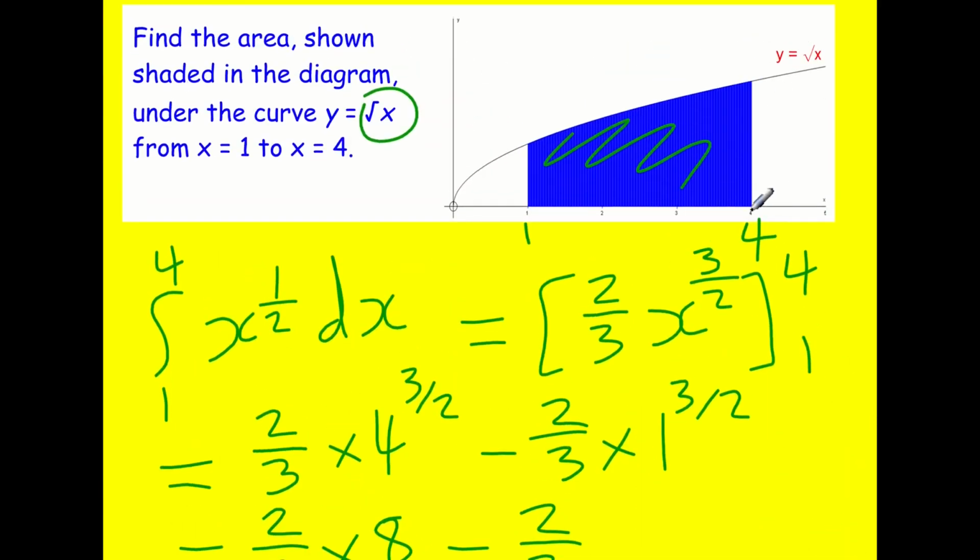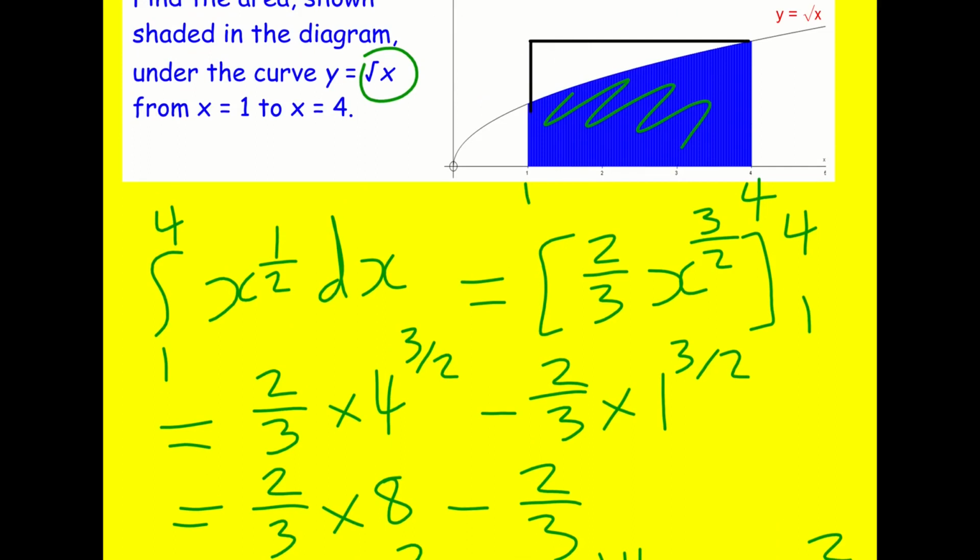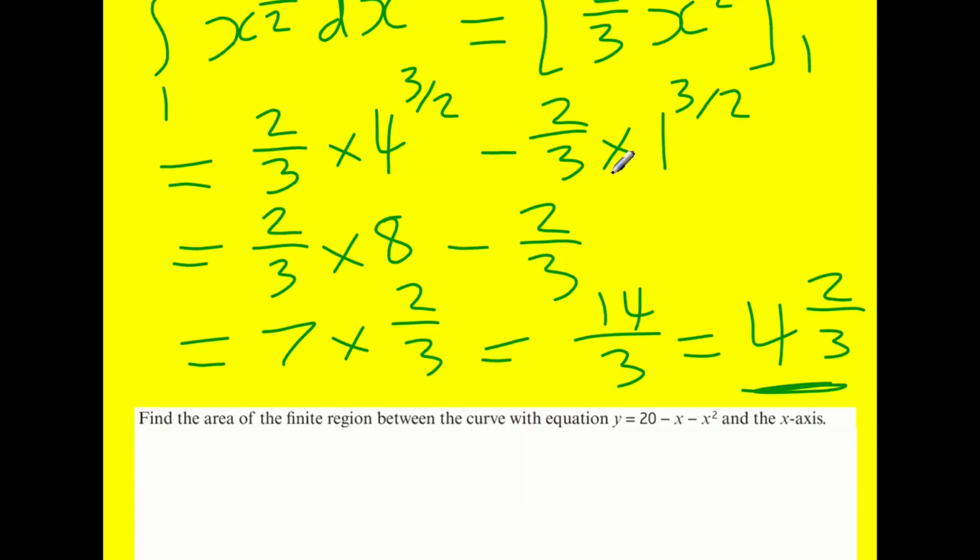Well, the square root of 4 is 2. If I was to sort of do a rectangle, then I'd do 3 times 2, I'd get 6. Okay, it's a bit less than that, isn't it, because of this area here? So that looks about right. You can sort of sometimes just check and see if that looks about right. That looks about 1 and a bit, so I'm happy.